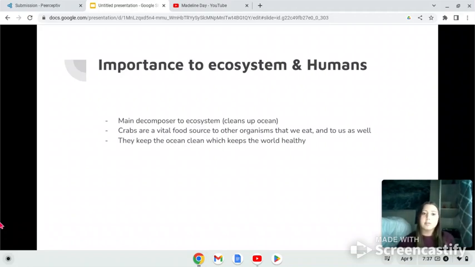And then crabs are a vital food source to other organisms that we eat, and then also to us. So the other organisms in the ocean that are preying on them, or that they're predators of, we also eat those organisms as well. And then overall they just keep the ocean clean, which keeps the world healthy. The ocean's obviously a big part of that.